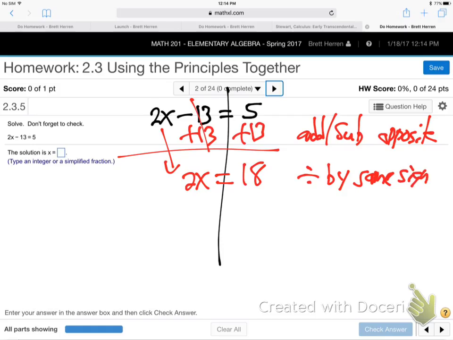So now the dividing comes last, doesn't it? Yeah. We divide by the 2. Not a negative 2, huh? No. Same sign when you divide. So the answer is 9. Yeah. We good with that? All right.